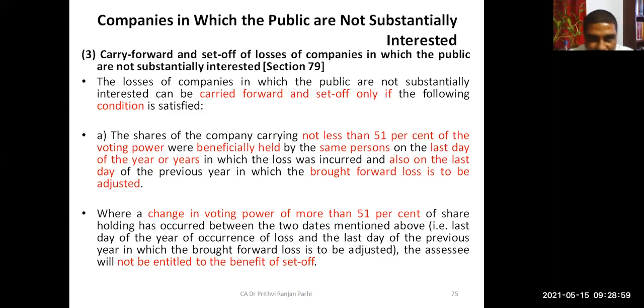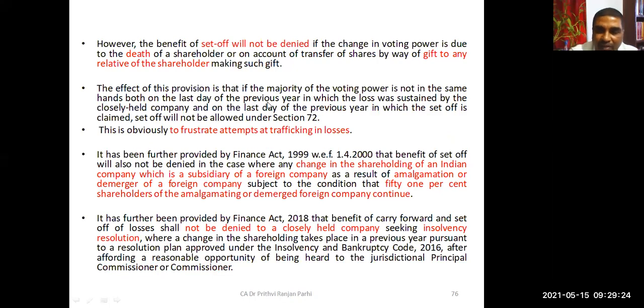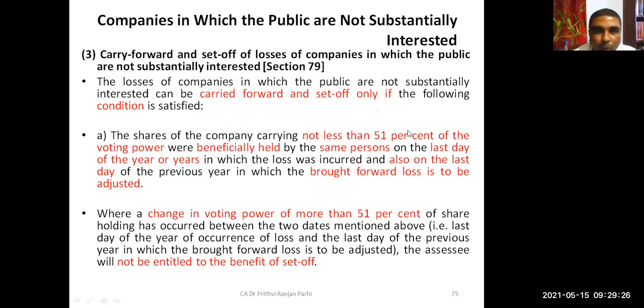Now, let us quickly learn some of the provisions relating to companies in which the public are not substantially interested. Meaning we are talking about private companies or closely held companies. The losses of the companies in which the public are not substantially interested can be carried forward and set off only if the following conditions are satisfied. What are the conditions you have to see?